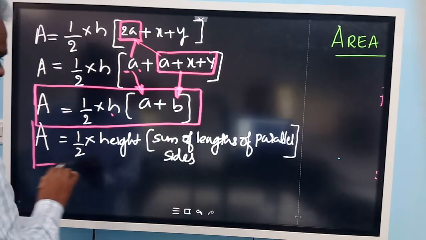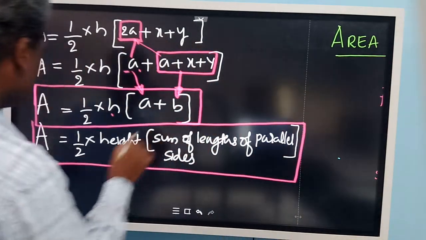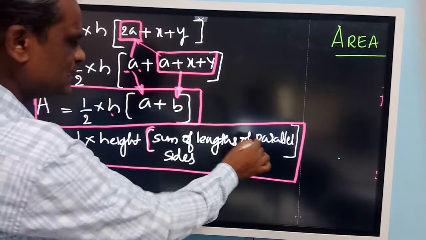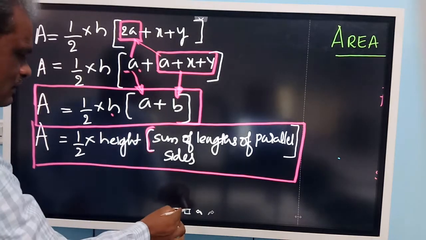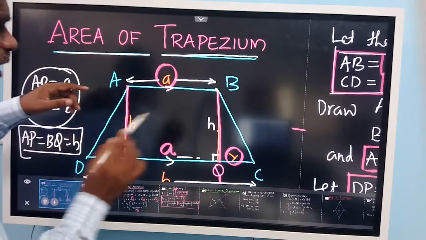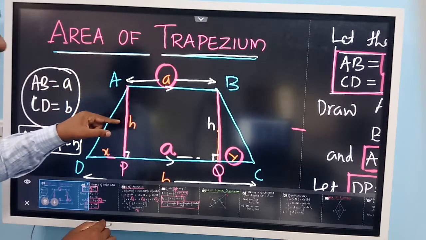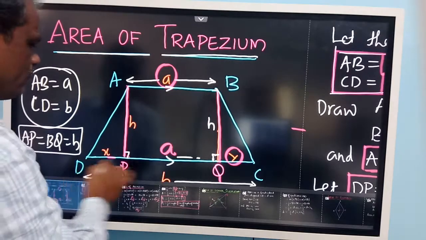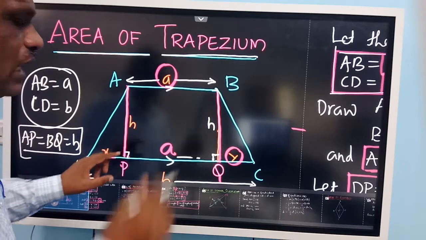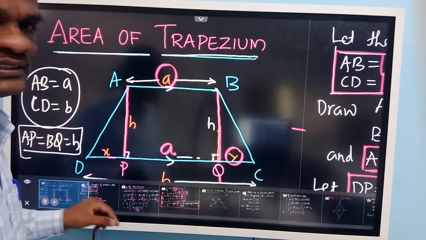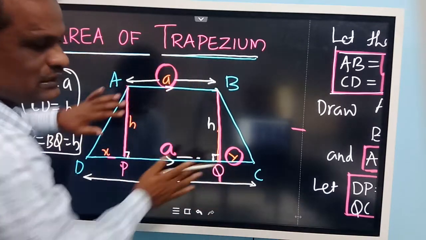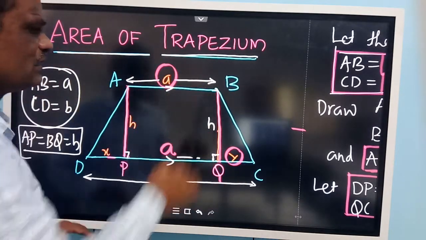So the formula in another way you can also write: area of a trapezium is half into height into sum of the lengths of the parallel sides. Look at this diagram once again. The formula is half into the perpendicular distance and the sum of the parallel sides, a plus b. Area of trapezium is half into this perpendicular distance h into a plus b, this length and this length. Totally it gives the area of this trapezium.